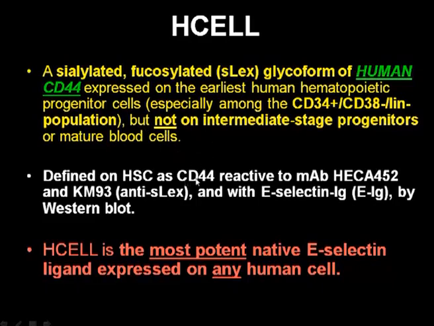It's defined on hematopoietic stem cells, HSC, as CD44 which is reactive to monoclonal antibody HECA452 and another anti-sialylated Lewis X monoclonal antibody known as KM93. It can also be identified by binding to an E-selectin immunoglobulin fusion protein, E-Ig, which functions essentially like an antibody in locating E-selectin ligands. So if you do a Western blot immunoprecipitating the CD44 molecule and it's reactive with HECA452 or E-selectin Ig chimera, it is by definition HCELL. It is the most potent E-selectin ligand expressed natively on any human cell.